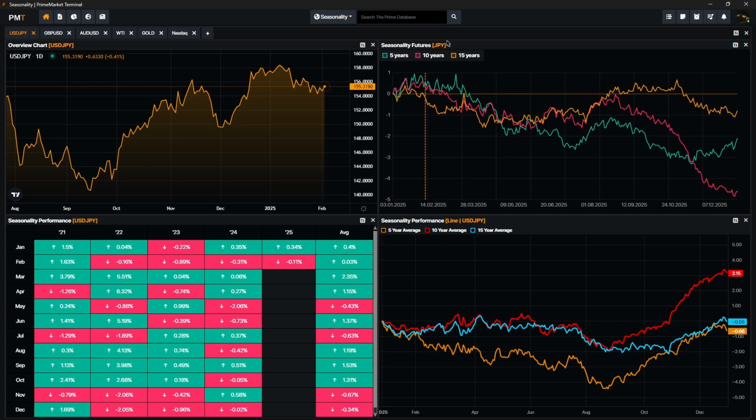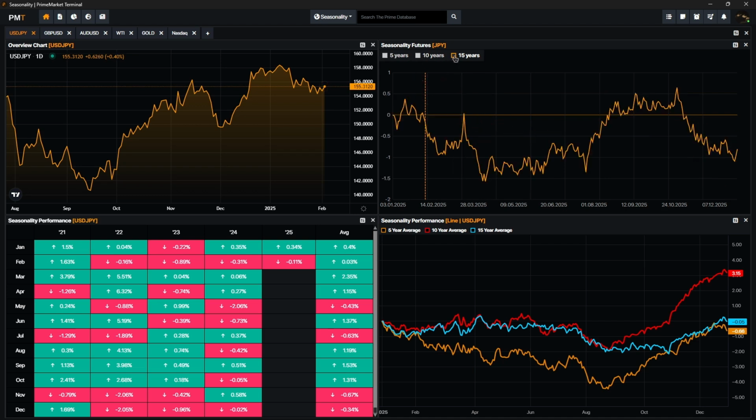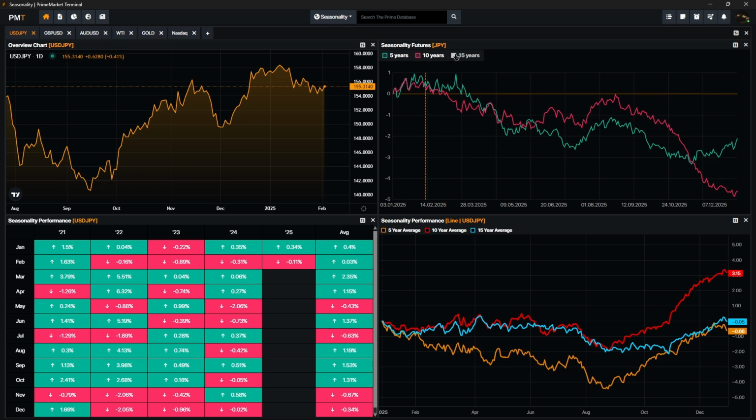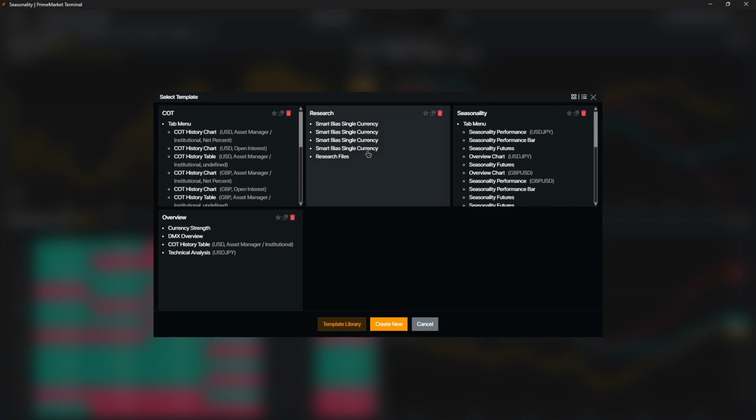And next we have the future. So this is the yen index. So this is different from the forex pair, which is dollar yen. This is the yen index. So you can look at the yen index futures to see the same thing: 5-year, 10-year, and 15-year seasonality price action. So yeah, that's the seasonality. There's more features, but those are the ones that I focus on for my trading.